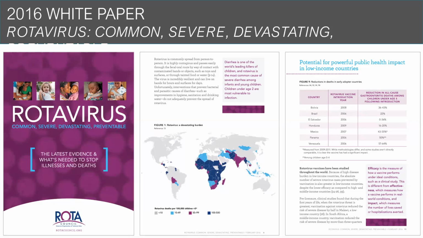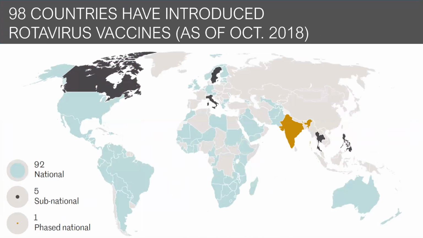So with that in mind, what we have done is a full refresh. Since 2016, as was noted, there's been tremendous progress in introductions. And what you see here is the current status of rotavirus vaccine introduction. We have a total of 98 countries that have introduced the vaccine nationally or subnationally, including some phased national rollouts that are underway. But as you can see from the map, there's quite a lot of gray still remaining, and there are a lot of countries that have yet to make a decision about introducing rotavirus vaccines into their national programs. And those countries that have made decisions and have not yet rolled out have faced a number of challenges, delaying or indefinitely stalling their introductions.